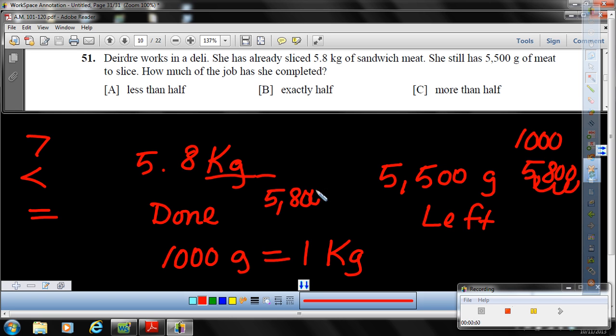Alright, so now I have the number 5,800, and those aren't kilograms anymore, those are grams. And we're going to compare 5,500 grams. Which one's the bigger number? The mouth always eats the larger number. So we need to go back and ask ourselves, how much of the job has she completed? Okay, 5,800 is more than 5,500, so she has completed more than half the job. Because this is what she has left, this is what she has completed. This number is bigger than this number, which means answer C.